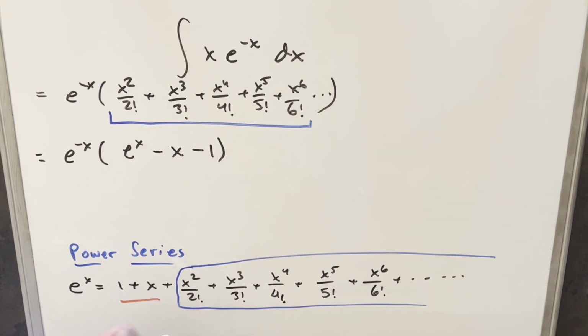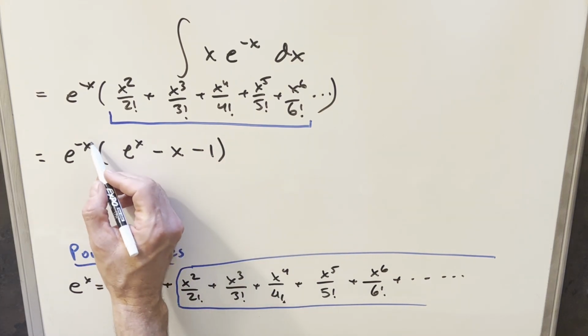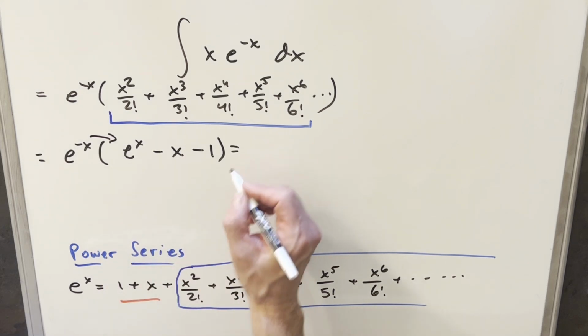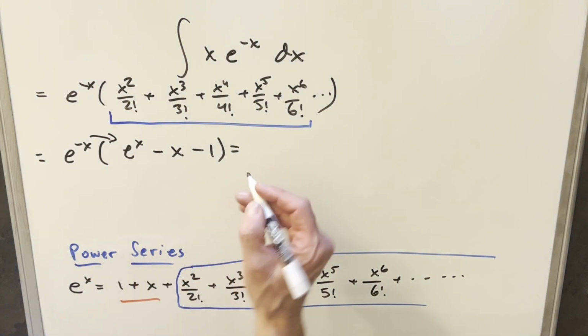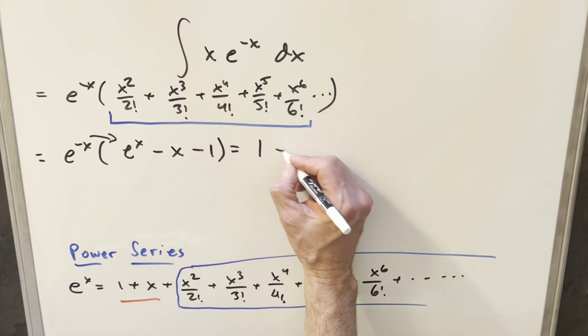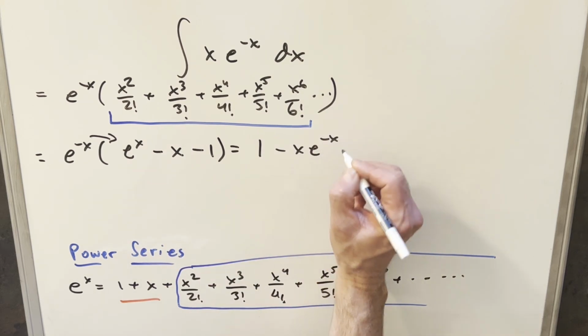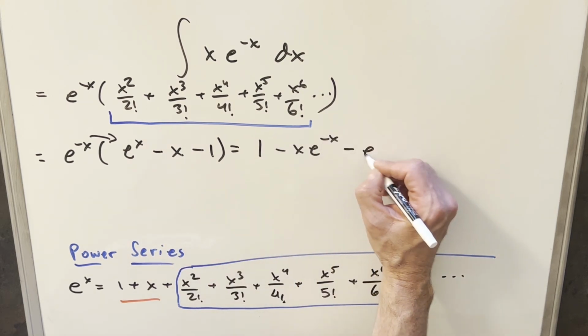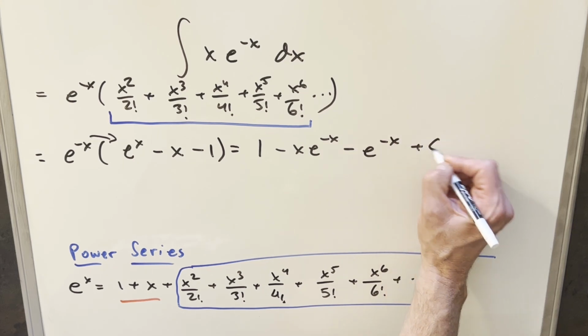And so even though doing it this way is definitely slower, all I need to do now is just multiply this in order to finish this off. So e to the minus x times e to the x is 1. Then for this next term, we get minus x e to the minus x. And then for the last one, we just get a minus e to the minus x plus c.